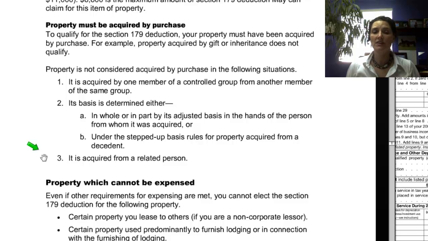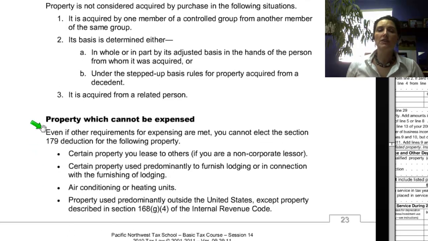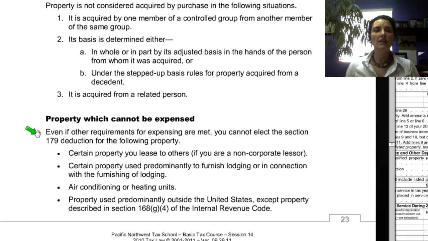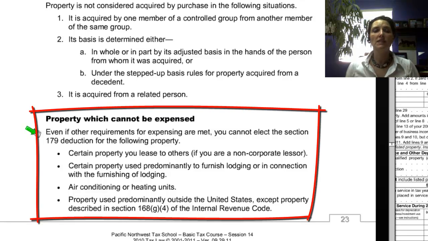If you did, you cannot claim a Section 179 deduction. Now we're going to talk about the type of property that cannot be expensed. Even if other requirements for expensing are met, you cannot elect the Section 179 deduction for the following property.